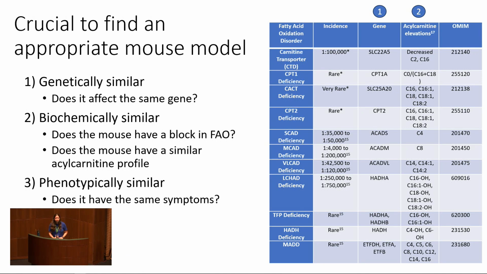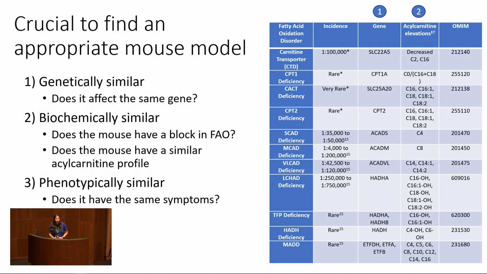So in order to be able to use a model to study a specific disorder, you want to make sure that it's an appropriate mouse model. So there's a couple of things that you can look for when determining this. One is you can look to see if it's genetically similar, especially if you're studying a genetic disorder. So you want to make sure that the mouse and the human have pathogenic variants in a similar gene. So for example, if you wanted to study MCAD, patients have typically pathogenic variants in the gene ACADM. You would want to find a mouse model that also has pathogenic variants in the Acadm gene in the mouse.